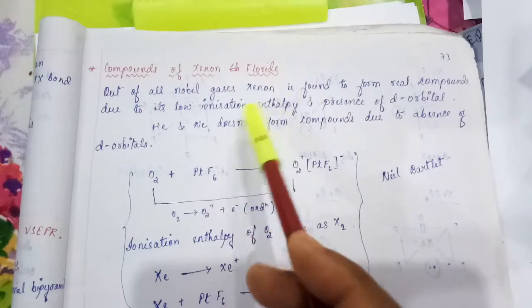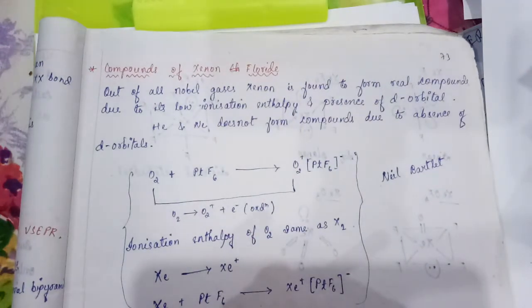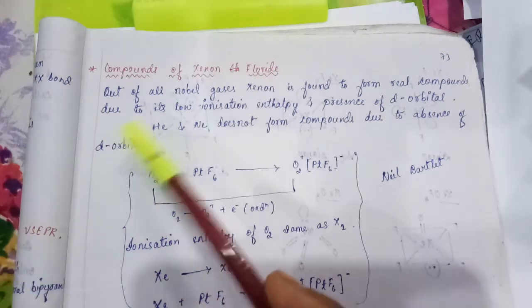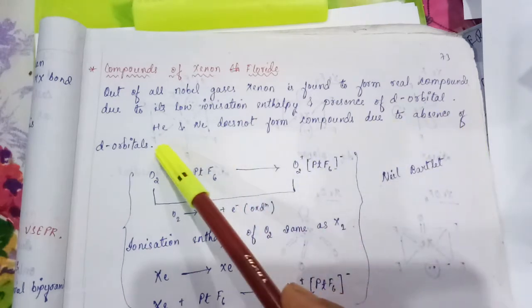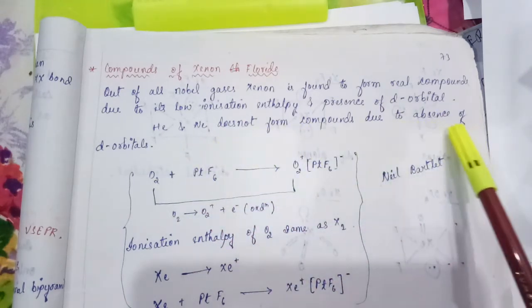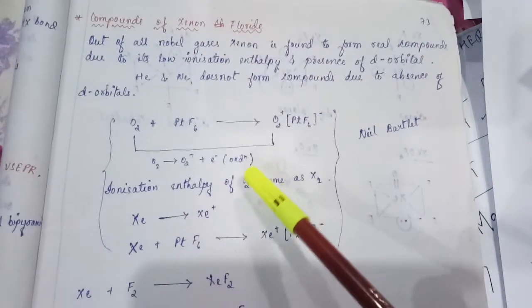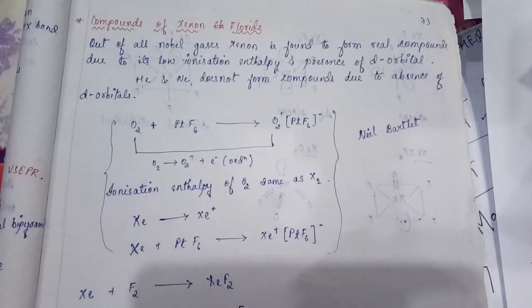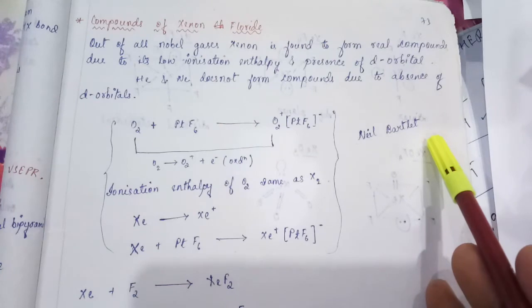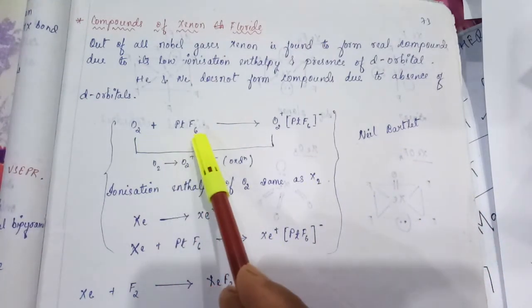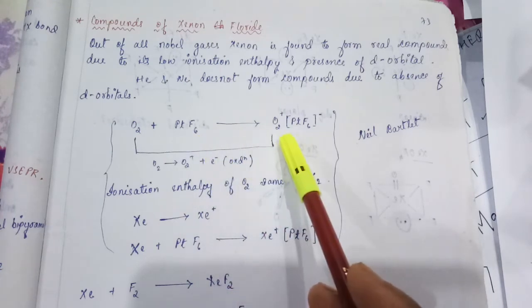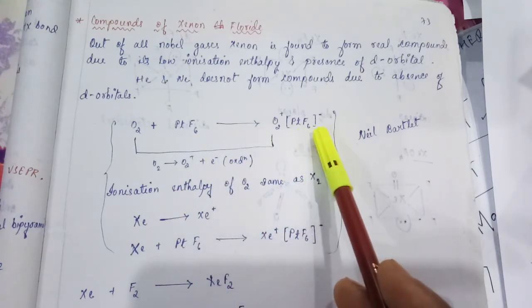Out of all noble gases, you remember xenon is found to form real compounds. Why can xenon form real compounds? Due to its low ionization enthalpy and presence of d orbital. Helium and neon do not form compounds due to absence of d orbital. Now, Neil Bartlett first prepared a noble gas compound. He had tried with oxygen and platinum hexafluoride, and successfully prepared oxygen platinum hexafluoride.